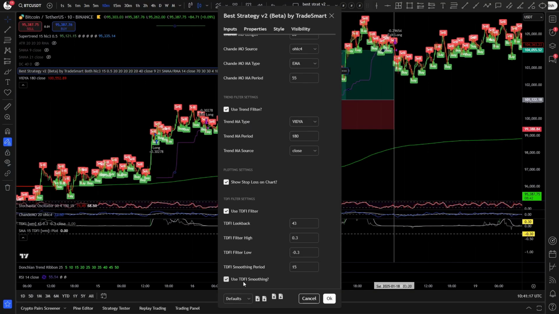Oh, and if you don't want to use the moving average with the TDFI, you simply need to untick this box.